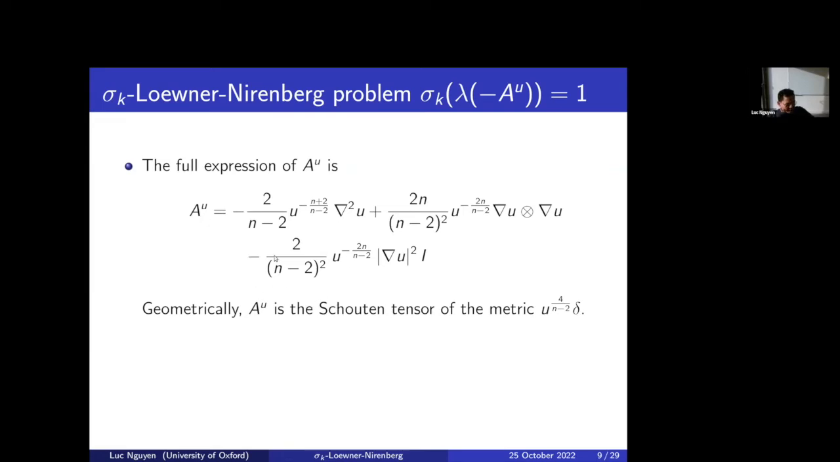This expression comes from conformal geometry. A^u, if we think of it as a matrix, is nothing other than the 1,1 entry of the Schouten tensor of this conformally flat metric u to the 4 over n minus 2 times delta.